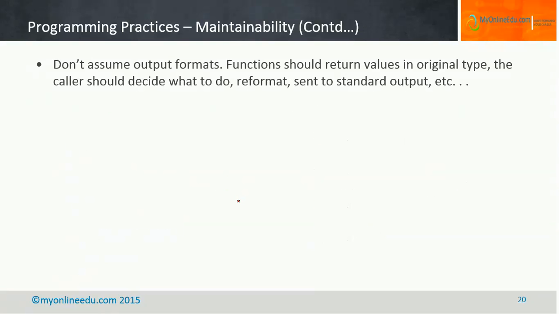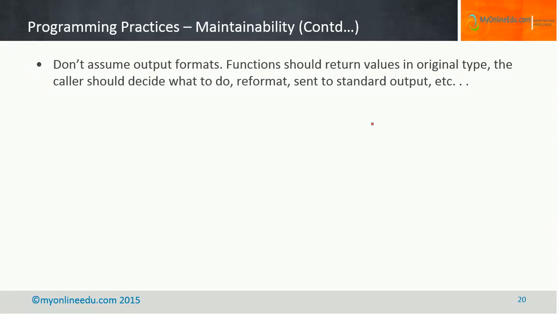Moving to the next slide. Here what it is trying to say is, do not assume the output formats. Functions should return values in their original type. The caller should decide what to do: reformat, send to the standard output, etc. For example, you are declaring a function which returns an integer value, which is calculating the simple interest and returning the simple interest.